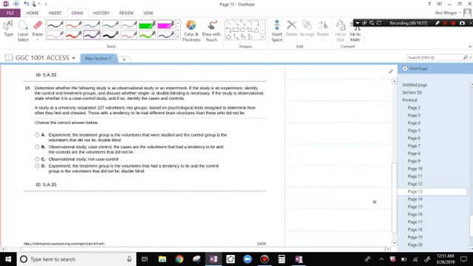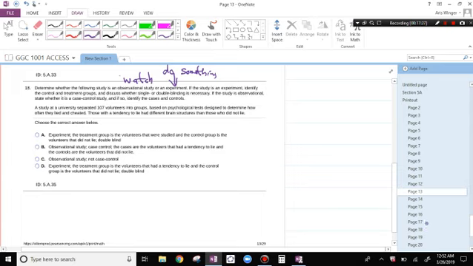Determine whether the following study is an observational study or an experiment. So the difference is in an experiment, you actually do something, right? So you do something in an experiment. In an observational study, you're really just watching and recording. If the study is an experiment, identify the control and the treatment groups and discuss whether single and double blinding is necessary. If the study is observational, state whether it is a case control study, and if so, identify the cases and controls. A study at a university separated 107 volunteers into groups based on psychological tests designed to determine how often they lied and cheated.